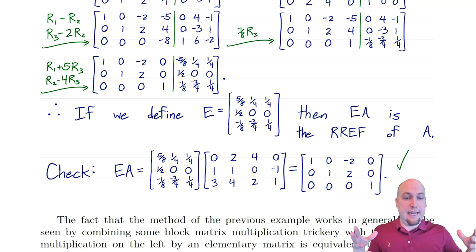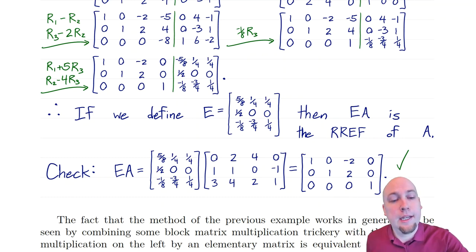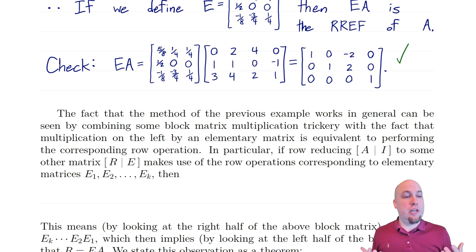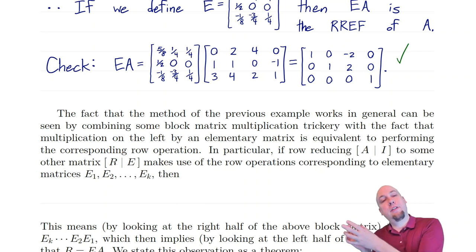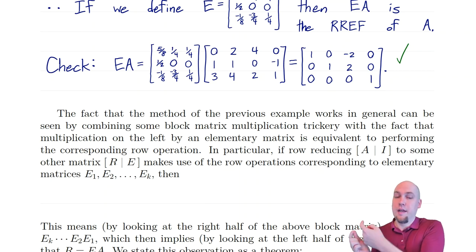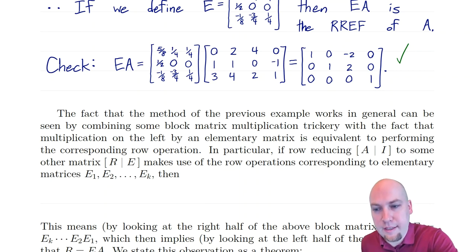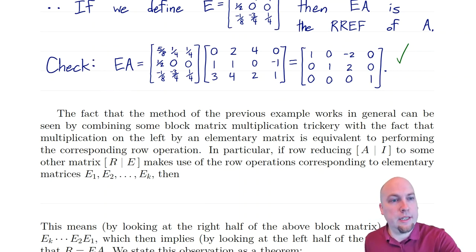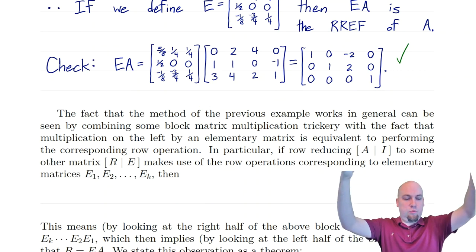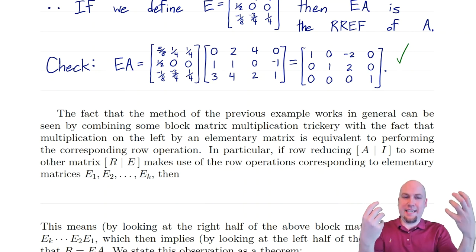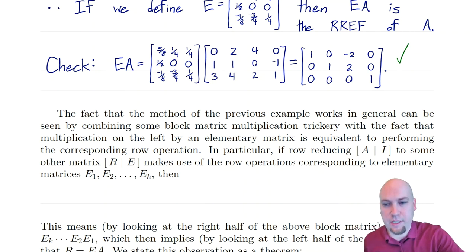This was just an example to illustrate the method. But it is true in general, okay? And the way that you can see that this happens in general is via block matrix multiplication. If you believe that multiplication on the left by a single elementary matrix corresponds to a single elementary row operation, then this fact follows fairly quickly: the fact that you can row reduce this matrix augmented with the identity matrix to get E.